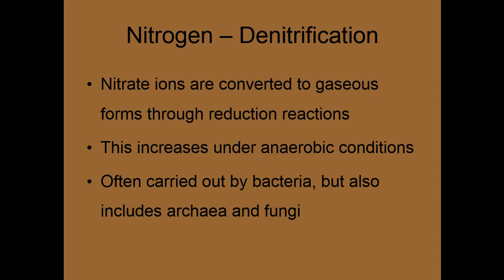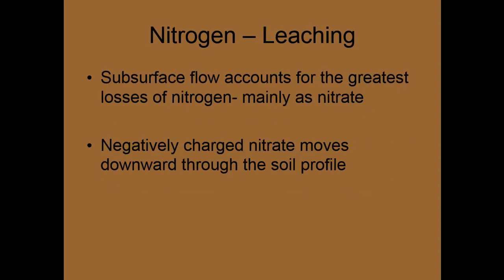So in denitrification, the nitrate ions are converted to a gaseous form through reduction reactions. This often increases under anaerobic conditions and is often carried out by bacteria under these conditions, but there are some other microbes that can do it as well. Nitrogen leaching, so nitrate is highly mobile and is the form of nitrogen that's most often leached as it moves downward through the soil profile, and this is often subsurface flow, so that's our greatest loss of nitrogen.